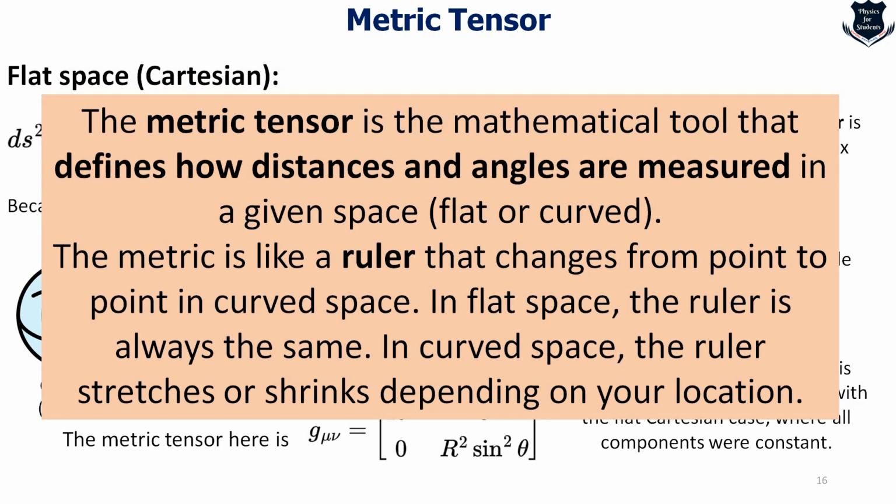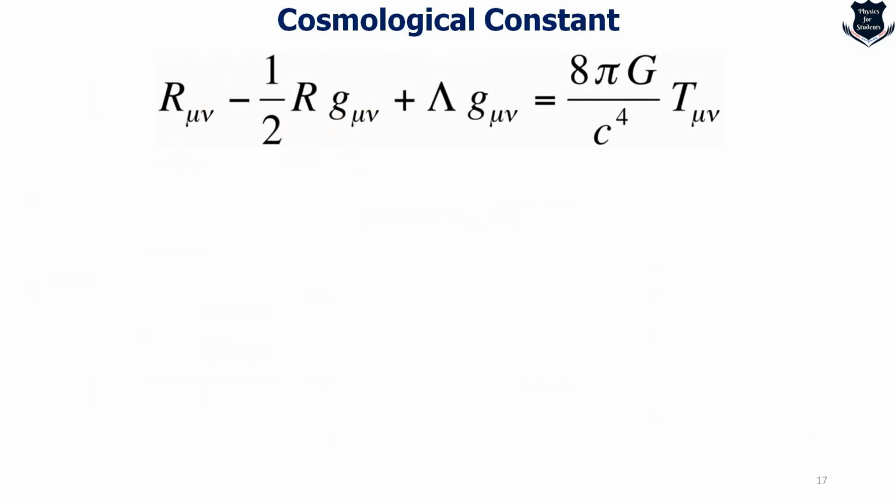So from here we can summarize that the metric tensor is a mathematical tool that defines how distances, angles, these things are measured. As I was telling, it is a ruler. So in flat space the ruler is always the same, and in curved space things take a weird turn and the ruler stretches or shrinks and it actually does the measuring. So we are done with R, the Ricci curvature tensor.